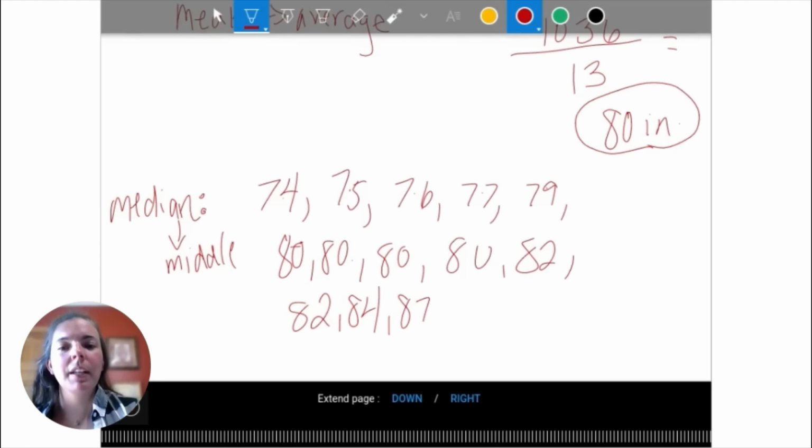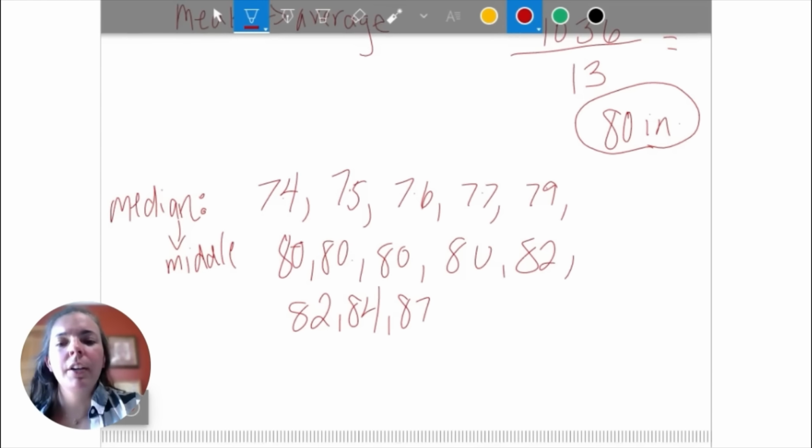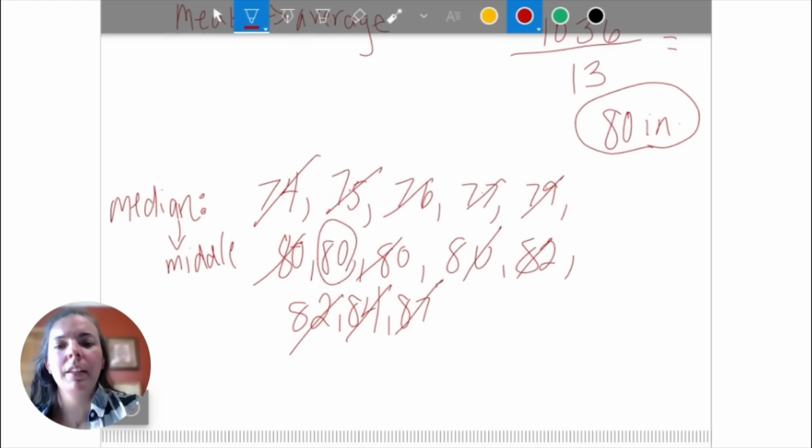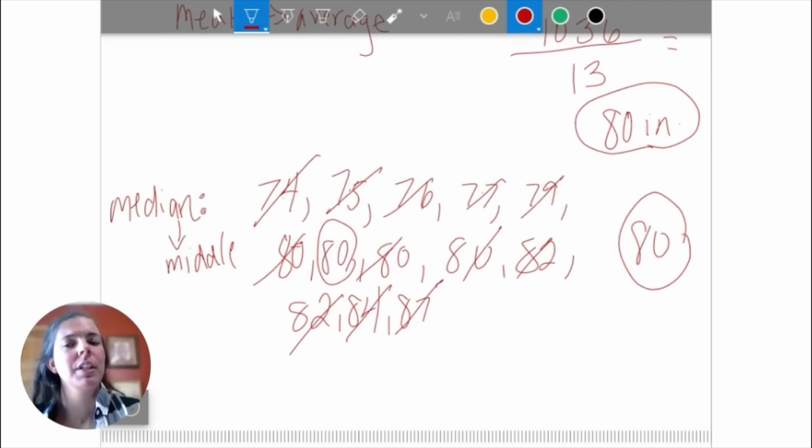Now to find the median, what I do is I cross off the smallest number and then the largest, and I keep going until I get to the number that's in the middle. So here in this case, our median lands right on 80. So my median is 80. So that's an interesting find, is that the mean and the median are actually the same.